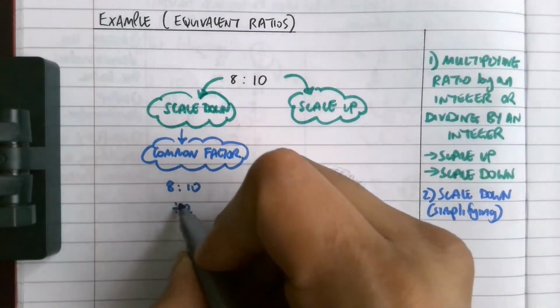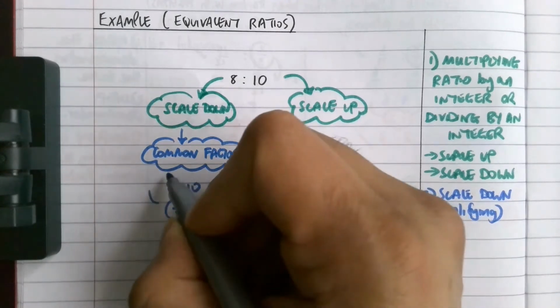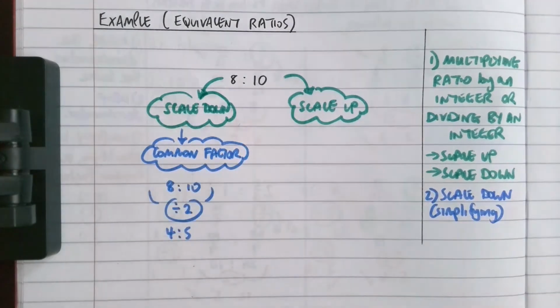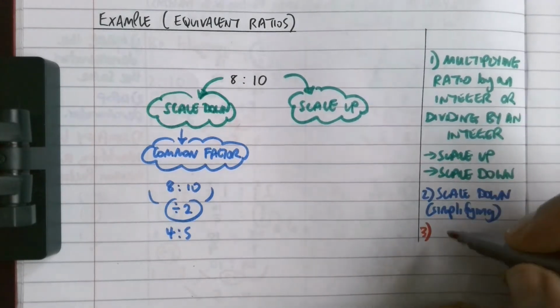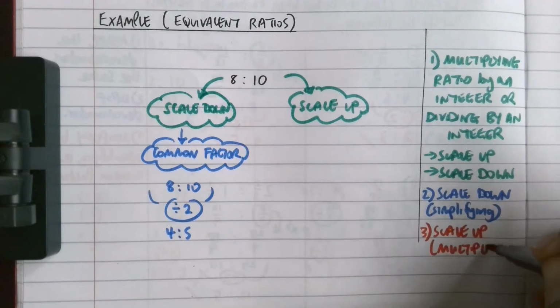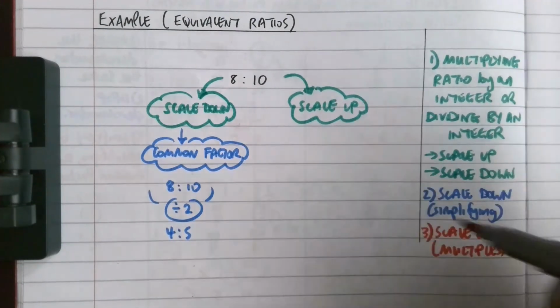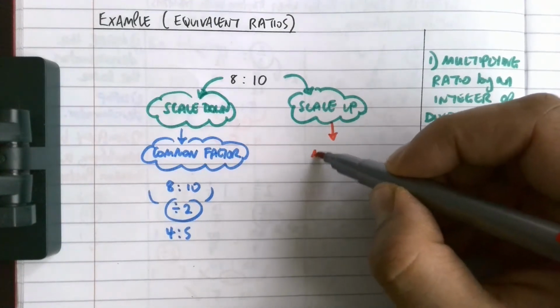Now 4 to 5 is an equivalent ratio because we've scaled down by 2. In other words, 8 to 10 is an equivalent fraction of 4 to 5. So we would scale up 4 to 5 by multiplying by 2. When we scale up, we're looking for multiples. That means we're multiplying both parts of the ratio by an integer.